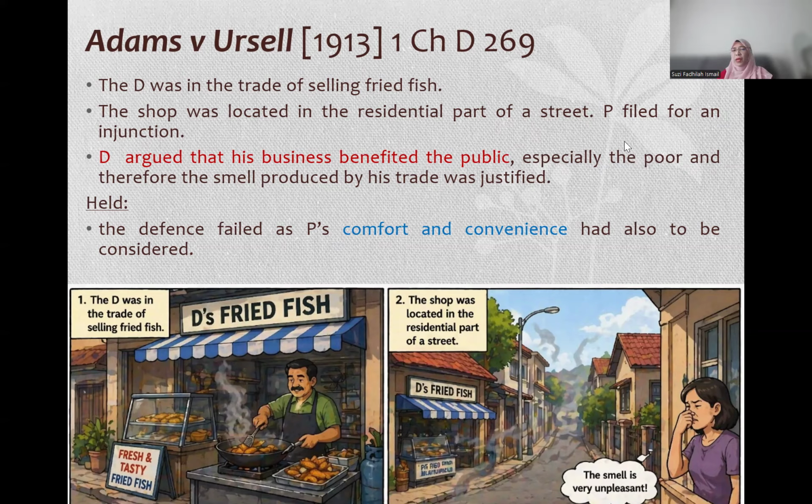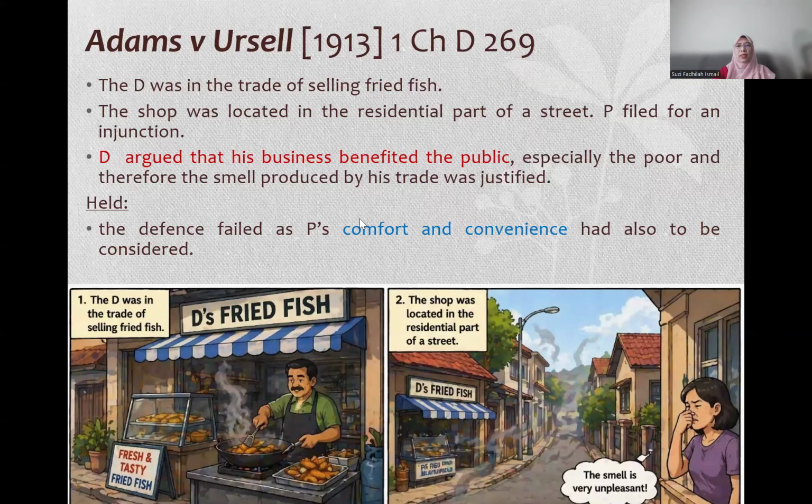But on the balance of probabilities, the court held that the defense failed. The court didn't accept the defense because, in terms of balancing the rights and interests, the plaintiff's comfort and convenience also had to be considered. And this business only benefited a small number of people, so it's not really for the public as a whole. That's why the court was not convinced by the defense.